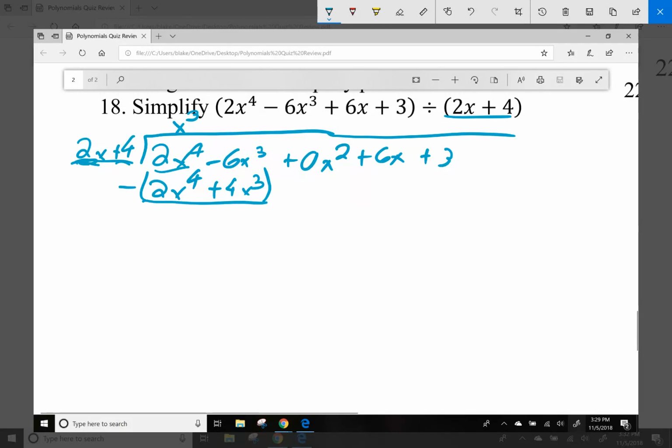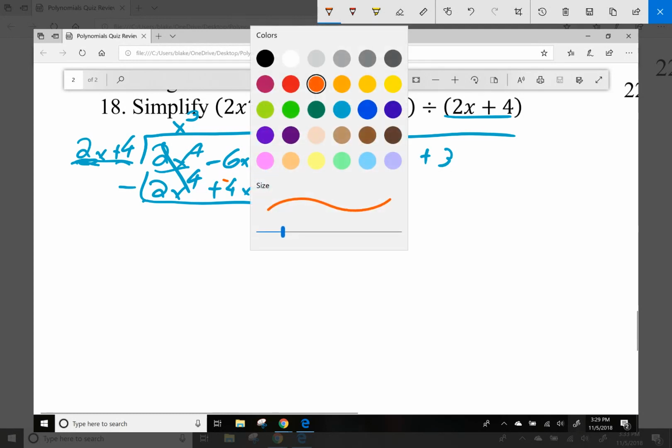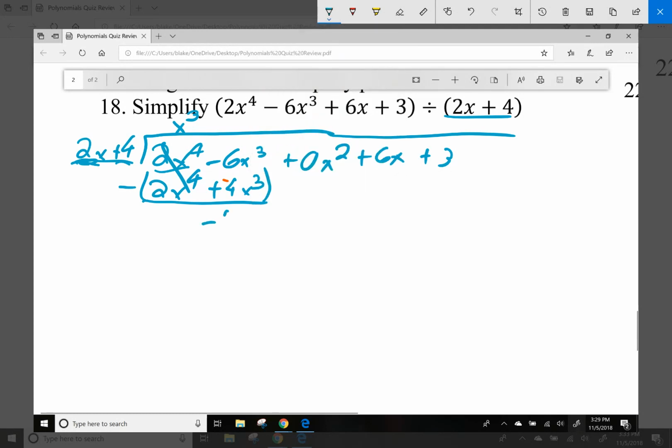So when I subtract, the first terms are always going to cancel out. And then you have to think, because it is plus 4x to the third here but we're subtracting it, you have to think the opposite of that sign. So think of this really as minus 4x to the third. So negative 6 minus 4 is negative 10x to the third. Then I bring down the next term. All right, so we'll start with step 1 again.